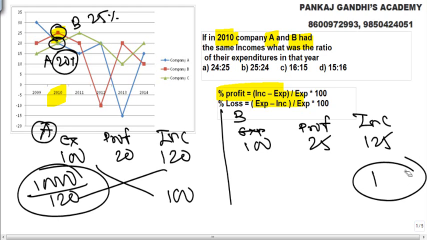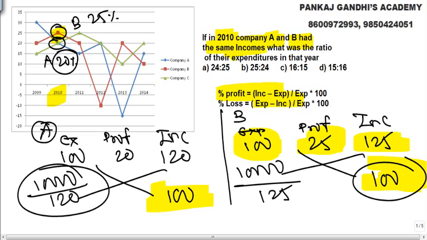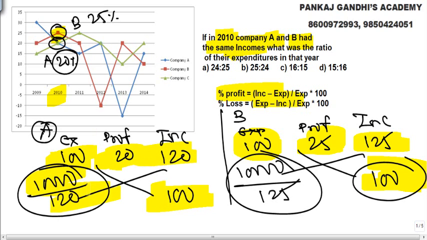Why am I taking income as 100? Both incomes are the same, given. For B, 25% profit, expenditure 100, profit 25, income. So for B we know the expenditure is 10,000 upon 125. For A, expenditure 100, profit 20, income. Listen, they had the same incomes. A has 20% profit. I have taken the income the same, since it was given.